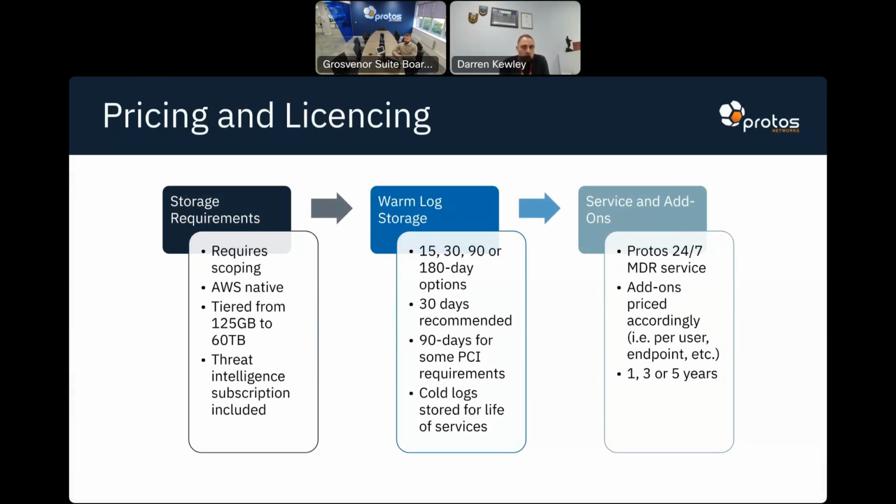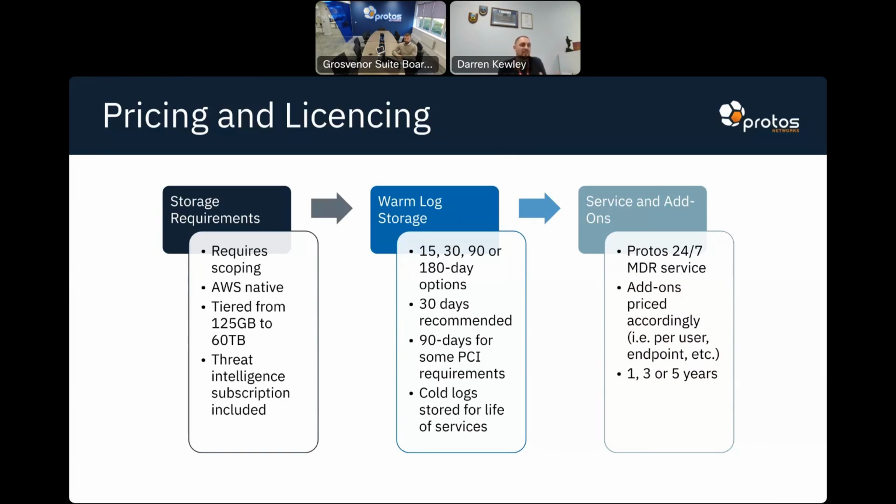And how it's licensed from our perspective is it's sort of on storage initially. So we will scope this with you. You say, I'm interested in a SOC service. We'll sit down, it only takes 10 minutes, and we'll go through actually what you're looking for, what you've got, and we'll scope it. And there will be log storage, so from Level Blue. It's native to AWS, and we can deploy the solution. We usually do them in the UK. And it's tiered anywhere from 125 gigabytes of storage a month all the way up to 60 terabytes.